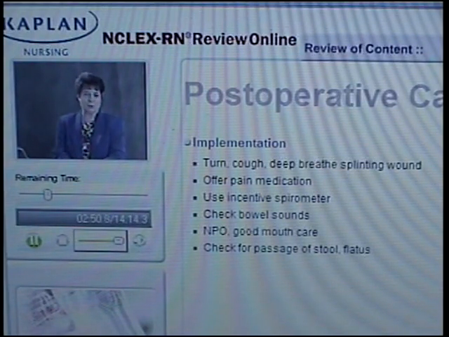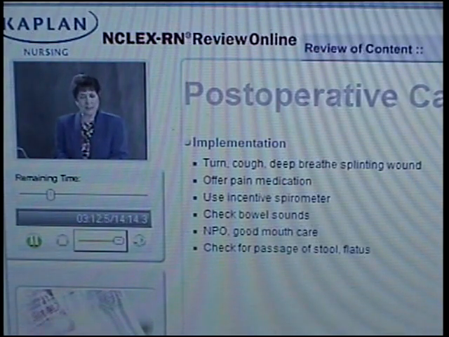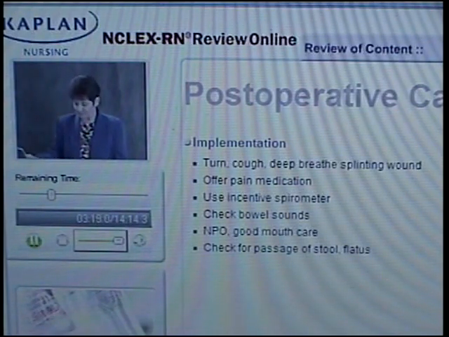Other things you do after surgery, they use an incentive spirometer to make sure that they have good lung function. You'll check for bowel sounds. Remember, the anesthesia makes the bowel sounds go away, and you're listening carefully in the 4 quadrants for the return of bowel sounds. Patients are NPO until the gag reflex returns, and during this time, you want to provide good mouth care. You'll check for passage of stool and flatus, because that tells you that peristalsis has been reestablished. Let's continue with postoperative care.